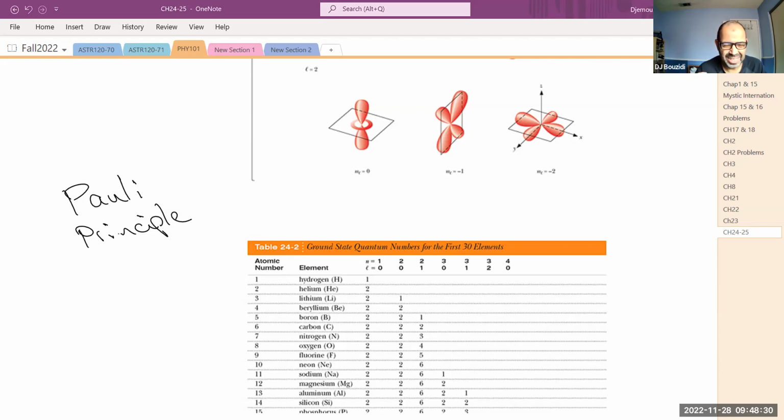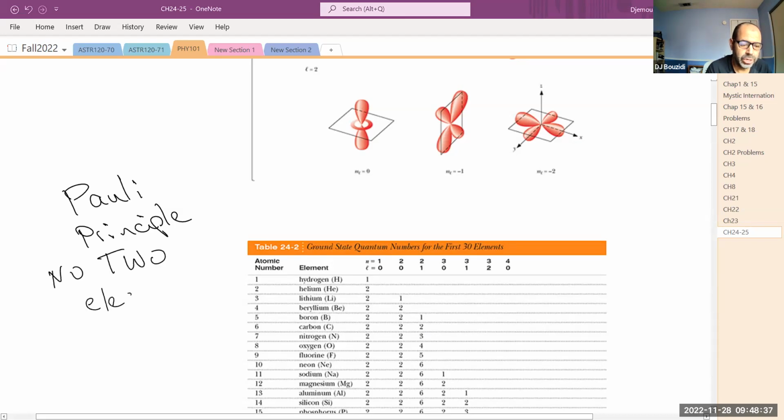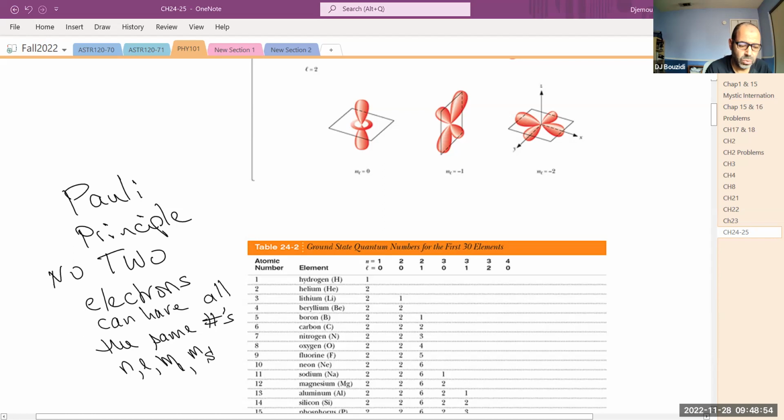Anyway, the idea here is that no two electrons can have all the same numbers. Meaning, out of N, L, ML, and MS, at least one of these numbers must be different from the other electron's. At least one. You could have more than one, that's fine. But at least one of them is different.